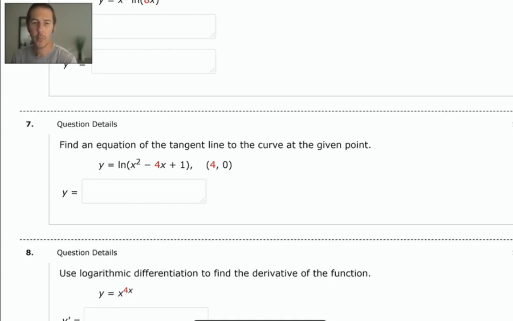And remember that y prime is equal to m, the slope of the tangent line, the rate of change, rise over run, dy over dx. So find y prime of x, and then evaluate y prime of 4. So plug a 4 in there, and that's going to give you the slope of your line.